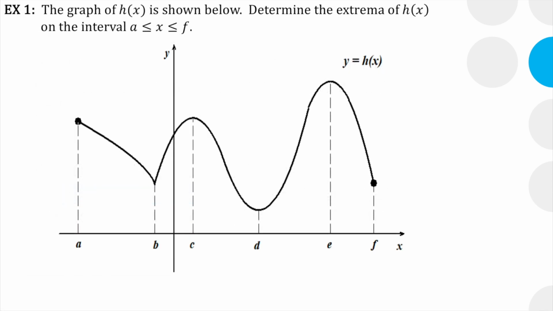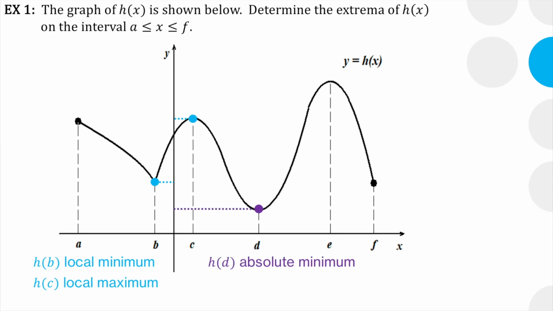The graph of h of x is shown below. Determine the extrema of h of x on the interval between a and f. B is the first one. That would be a local minimum. H of c would be a local maximum. H of d, that's an absolute minimum. And h of e would be the absolute maximum.